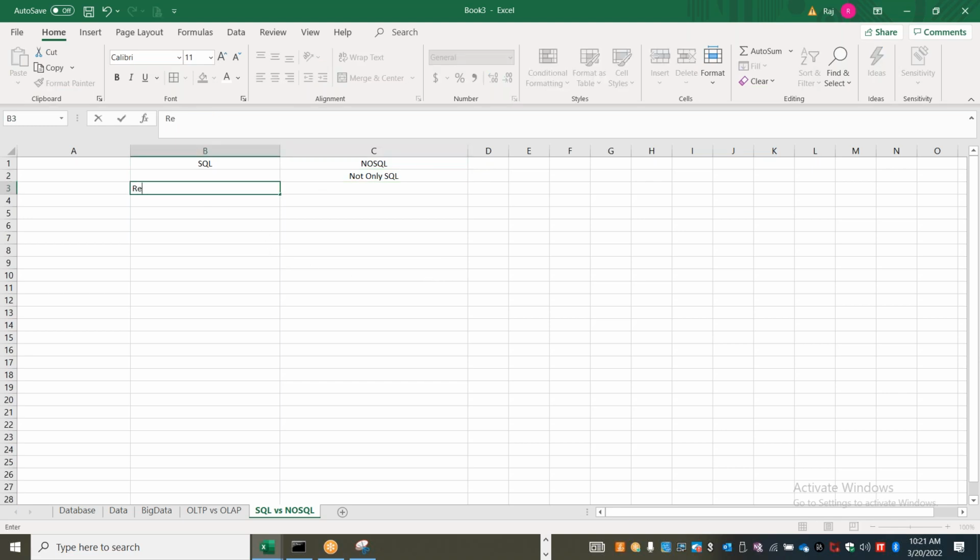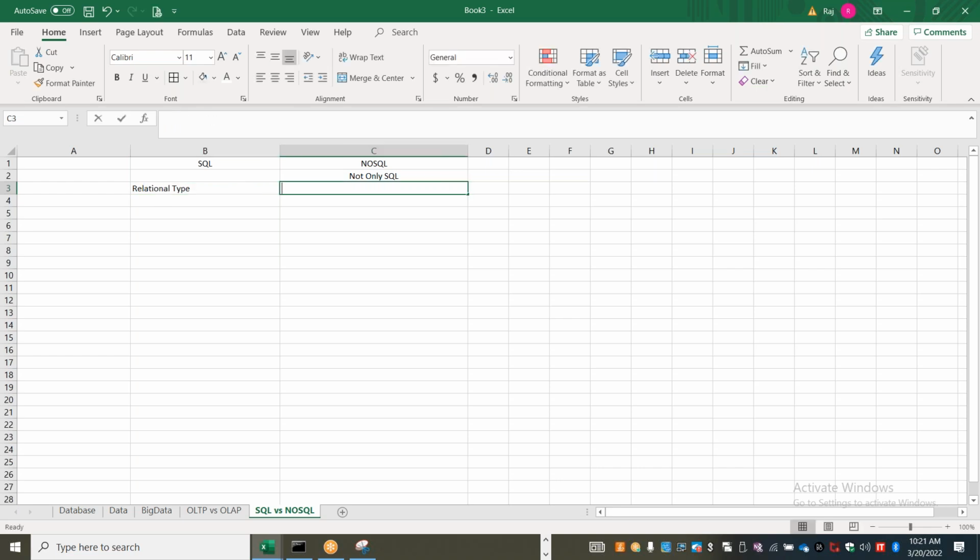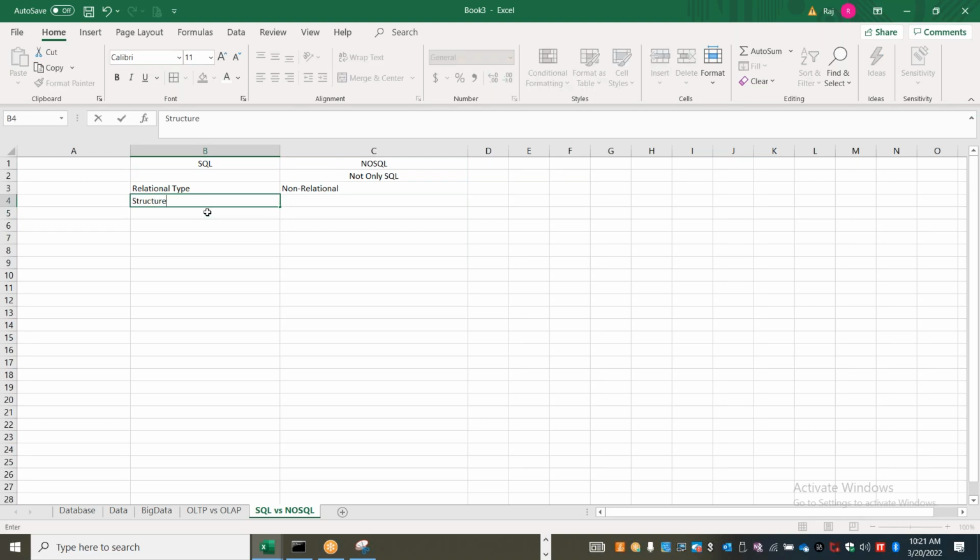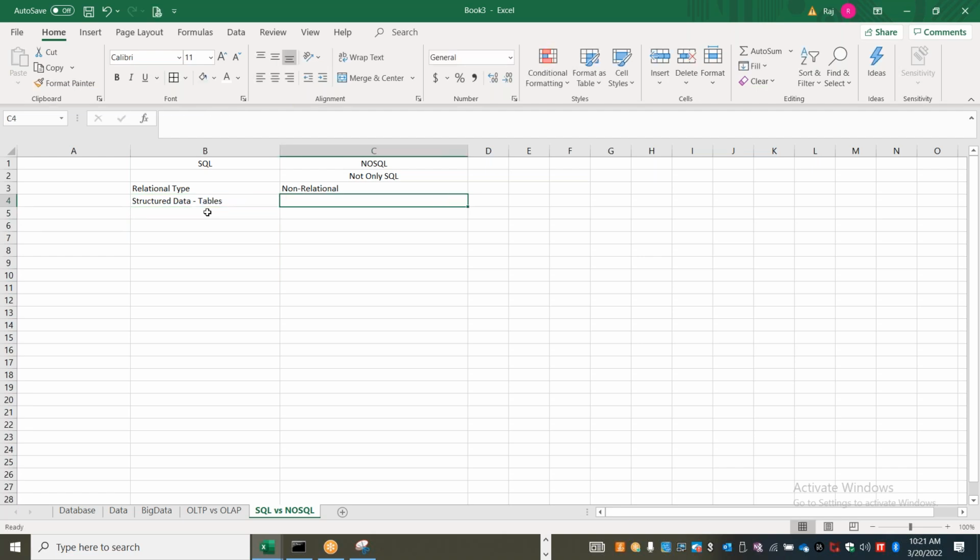So SQL is a relational type of database, whereas NoSQL doesn't have to be relational. It can be non-relational also. With SQL, it is connecting to the structured data which we talked about. For SQL, it has to be structured data, stored in a table format and so on. Here it is unstructured, or semi-structured data. It can be stored in a JSON file. It can be stored in email.